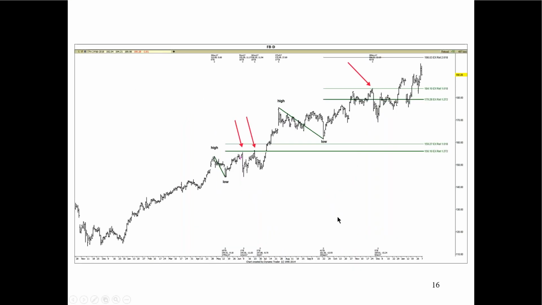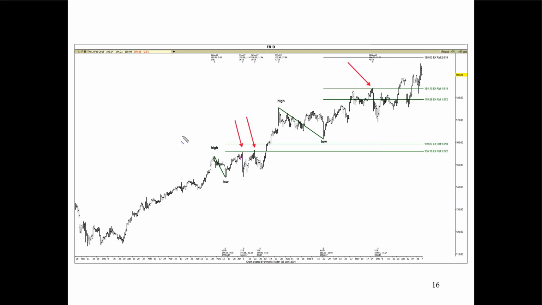So here's some examples of extensions. One of the things that I say every single day is many moves tend to terminate at extensions of prior swings. That's typically where my first target for any trend trade is always the 1272 extension. And hey, it's great if it blows through that and goes to the 1618, but you're going to see more often than not, you are going to see failures around extensions.